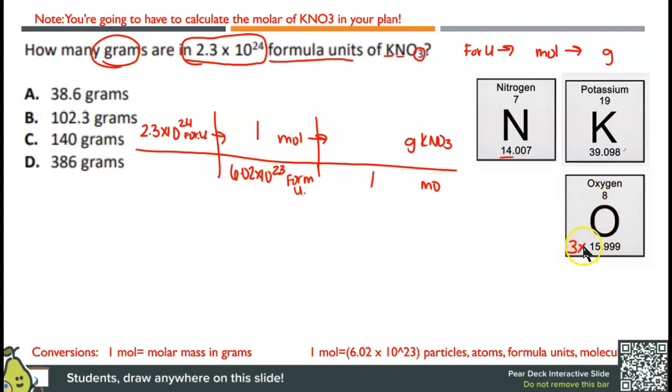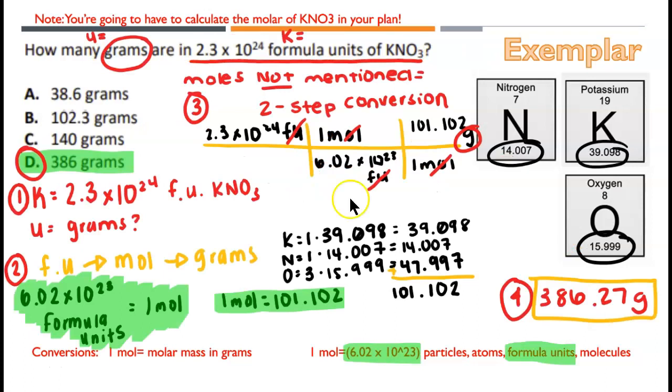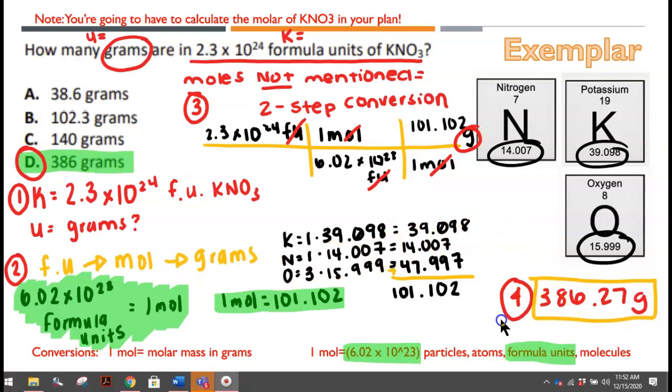So we can do 3 times 16 plus 39 plus 14. I don't know what it is. It's 101.102 grams. And remember, you multiply across and then you divide. So then you get your answer. Oops, my answer is right here. 386.27 grams. So your answer is D for this one.